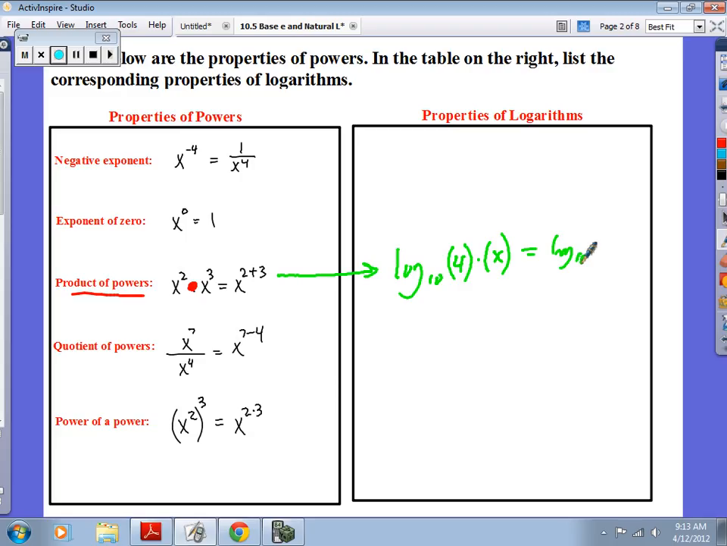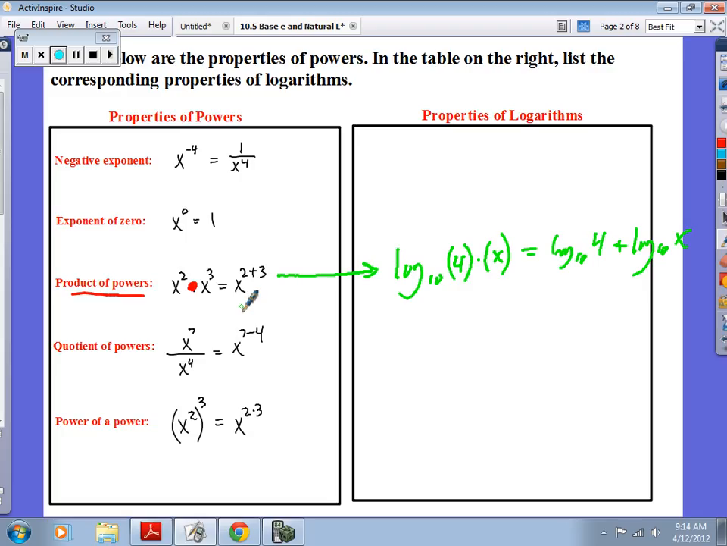Log in base 10 of 4 plus log in base 10 of x. So you're taking one log and separating it into two logs, and they're separated by a plus sign. Do you remember that? And that is the mirror of the product property of powers. Okay, let's do the quotient.